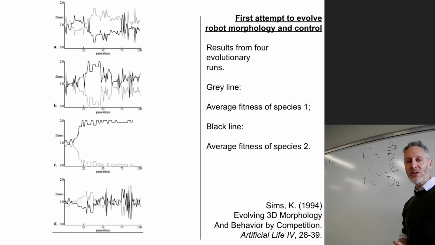Here are the results from 4 separate evolutionary trials. In each one, we have evolutionary time measured in generations on the horizontal axis. And we have, as always, fitness plotted on the vertical axis here.